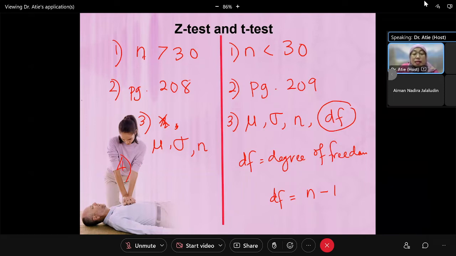Number 4, we have Z is equal to X bar minus mu divided by sigma. This is the formula for the z, the test statistic for the normal distribution. But for the t, we are going to use the same formula, but this time we are taking all the information from the sample. So the sample mean and also sigma for the sample.